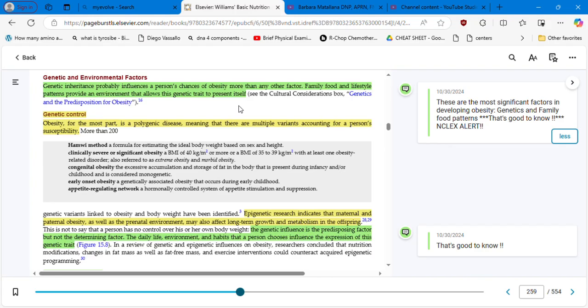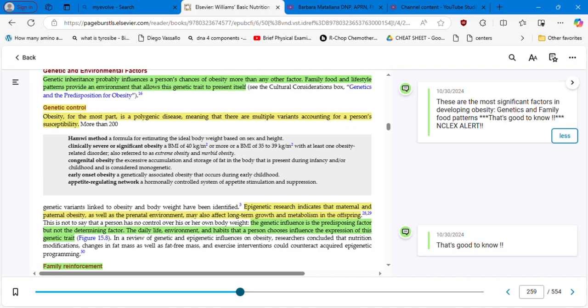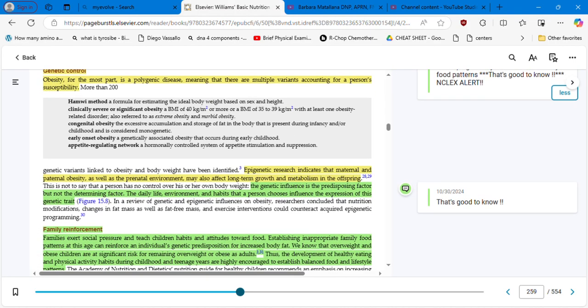Now, genetic control. Obesity for the most part is a polygenic disease, polygenic, multiple genes, right? Meaning that there are multiple variants accounting for a person's susceptibility, and there are more than 200. Now, epigenetic research indicates that maternal and paternal obesity, as well as the prenatal environment, may also affect long-term growth and metabolism in the offspring. So again, epigenetic research indicates that maternal and paternal obesity, because they are both combined when the baby is created, right?